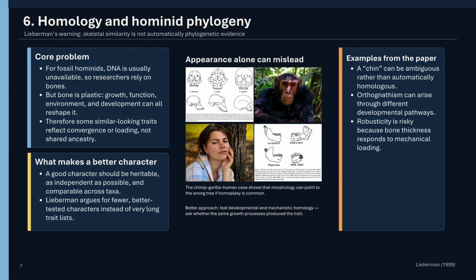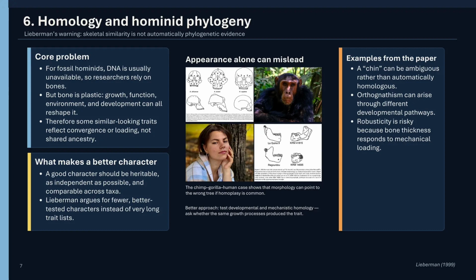So to wrap all that up, paleoanthropologists need fewer but better characters, not just larger lists of morphological traits. Good characters should be tested for heritability, independence, derivation, and especially developmental homology. Until fossil DNA becomes more available, the best path forward is to integrate phylogenetic analysis with developmental biology and functional morphology. Similarity may reflect convergence, parallelism, or shared developmental or mechanical effects, rather than common ancestry.